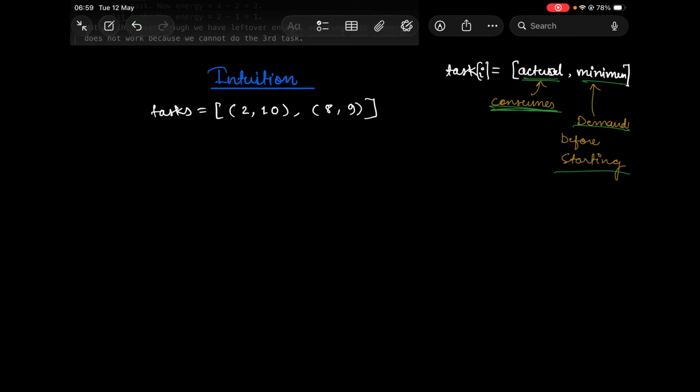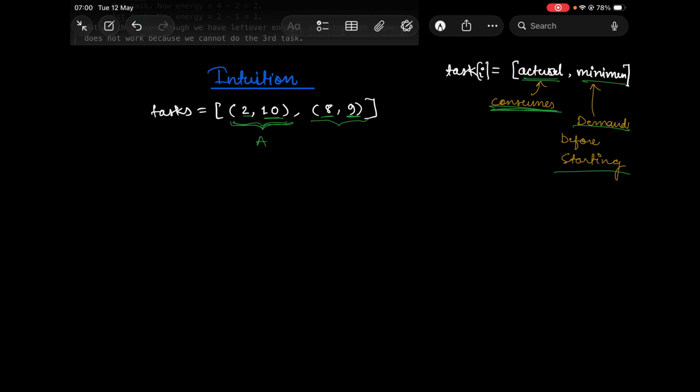Okay, for this particular task, the actual energy consumption is 2, right? But it requires 10, which means this task is very demanding as compared to this task. If you see, it requires 9 to start, which is fair, but it actually consumes 8, right? So the difference is quite less here, but this task comparatively is very demanding. Okay, now let's see what happens if we finish these tasks in different orders. I mean, we will try to understand if there is actually any difference or not.